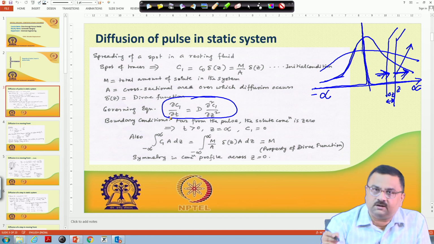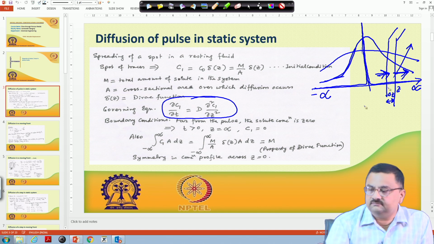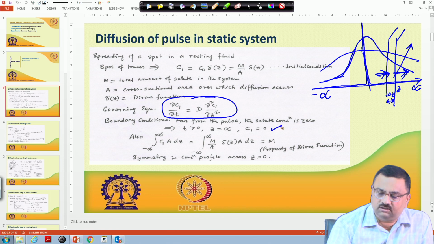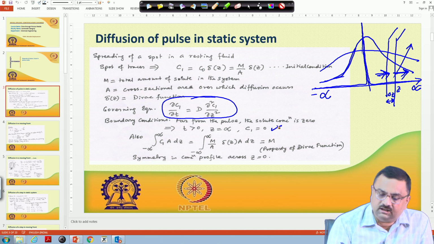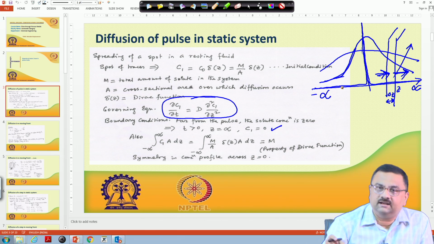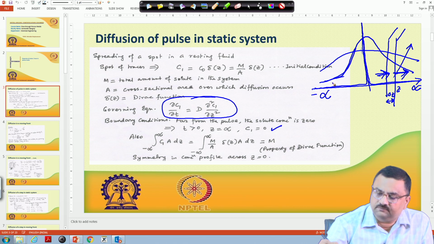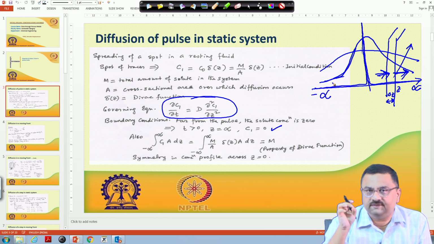And then we put these initial and boundary conditions. That means at t greater than 0, when you go to z equal to infinity, the concentration will never increase, it will remain at 0. So this is one boundary condition. Another condition is that the total mass of solute present in the system is m, which is present in 0 volume at time t equal to 0, and that is now spreading.